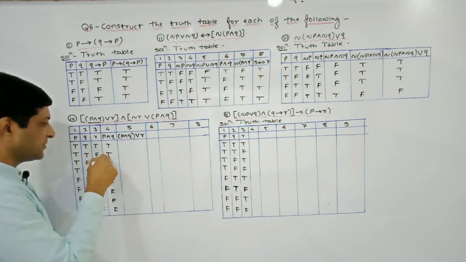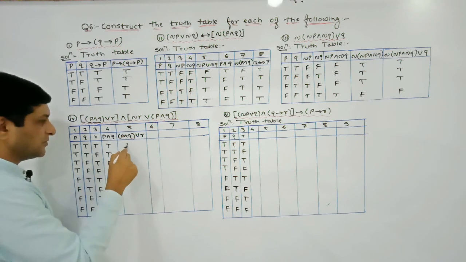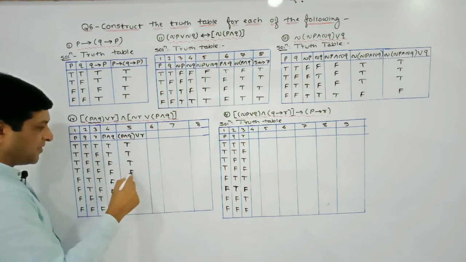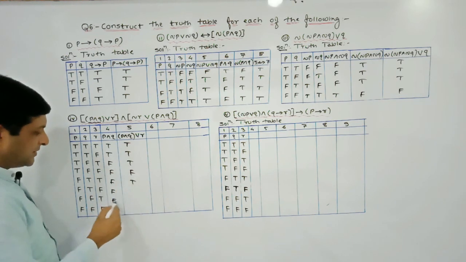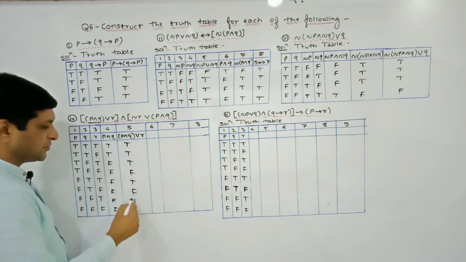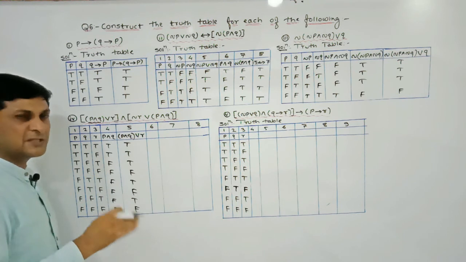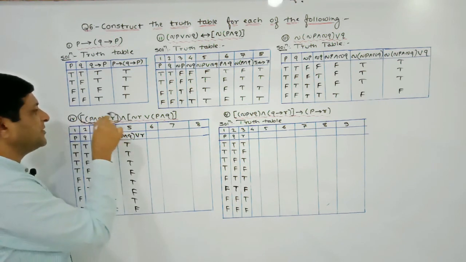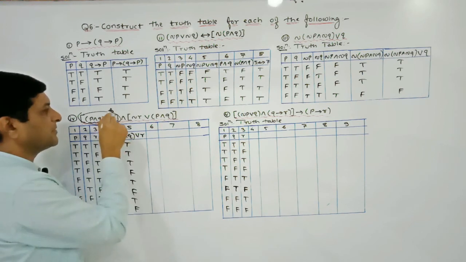Here in the first 2 cases true, third case is also true. True, true, true, then false, true, false, true, again false, true, false, false, true, false, because if at least one statement is true, OR will be true. In this way we have got the truth value of this statement which lies in column number 5.